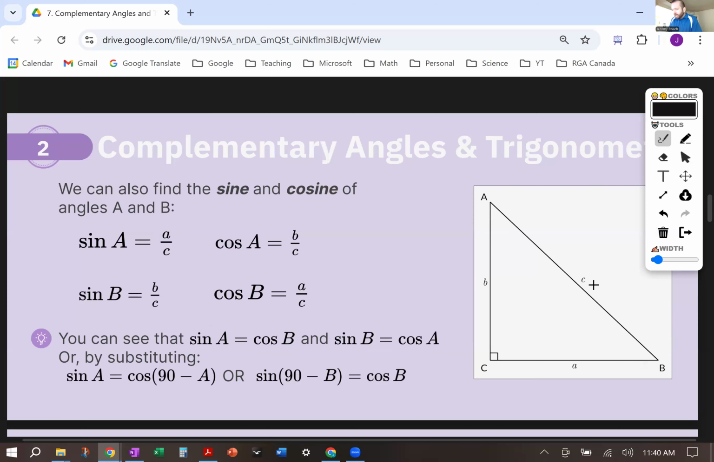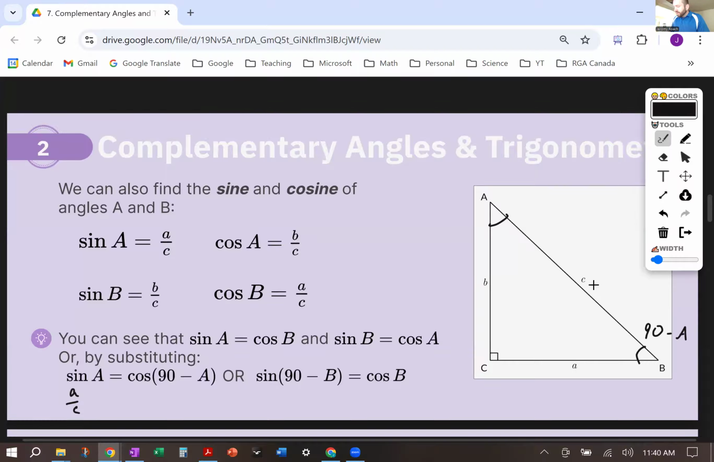Now this says sine A is equal to cosine of 90 minus A. Well, that makes sense too, because this is sine A. Sine A is A over C. Cosine of 90 minus A, well, that's just B. That's just another way to say cosine B. This is 90 minus A.